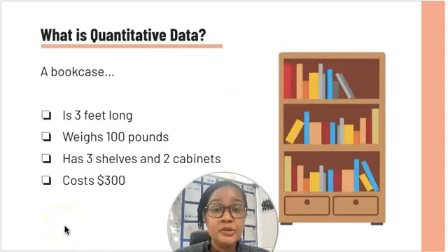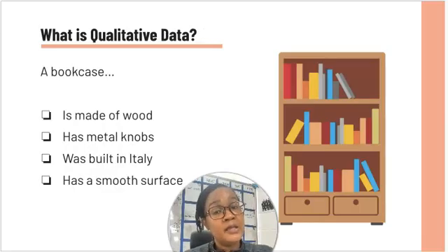Some additional examples of quantitative data. A bookcase could be 3 feet long. It could weigh 100 pounds. It could have 3 shelves and 2 cabinets. It could cost $300. If we were going to use qualitative data, I could say it's made of wood, its knobs are metal, it was made in Italy, or it has a smooth surface.